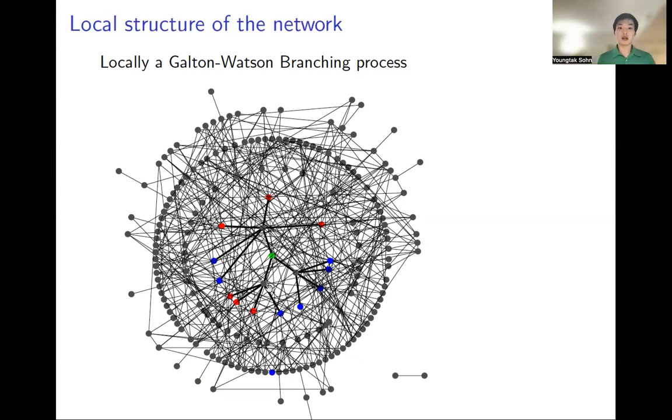One can ask, what does this local neighborhood look like? Well, it turns out that it looks like a locally Galton-Watson branching process. The Galton-Watson process is just: for every vertex, there is a Poisson number of children, and then it branches out independently.